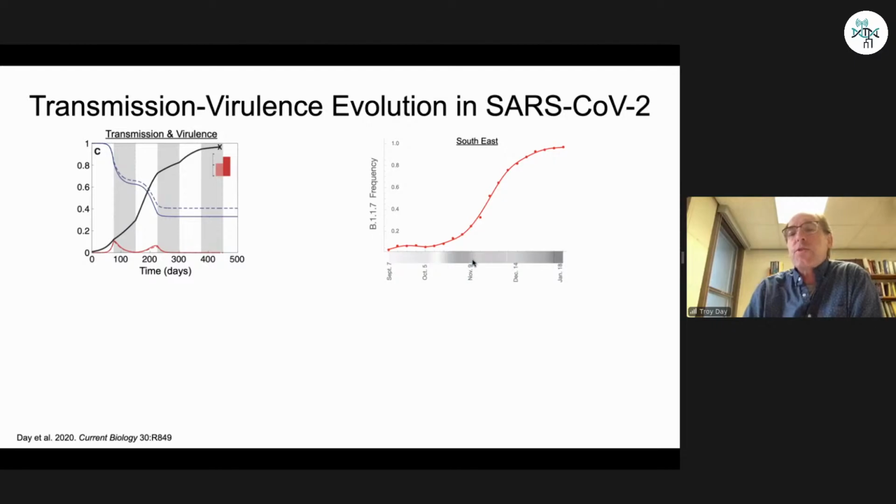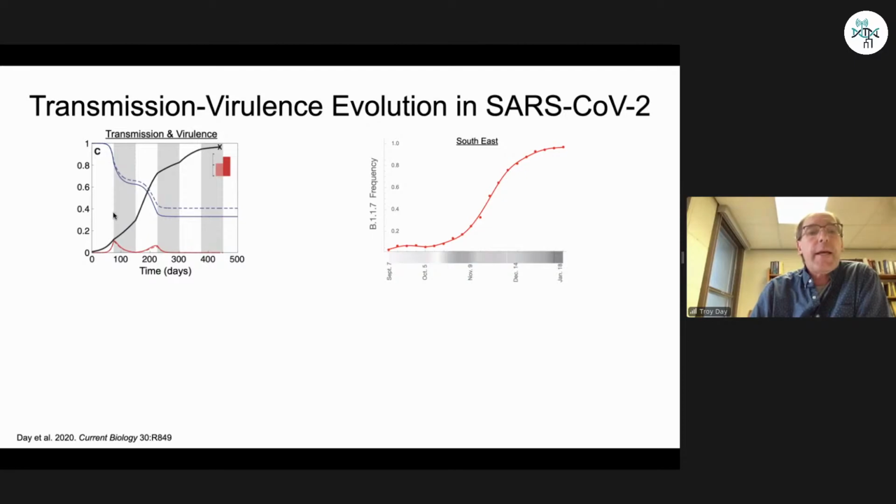It's a measure of strength of lockdown. It's the Oxford Stringency Index, where darker gray corresponds to a stronger lockdown. And this is for a particular region in England in this case. This is the frequency of B117 over time.